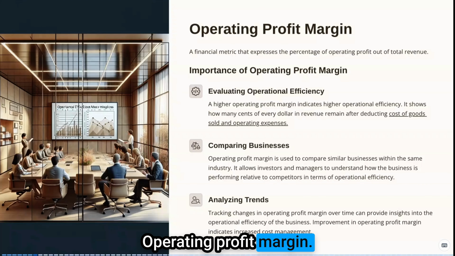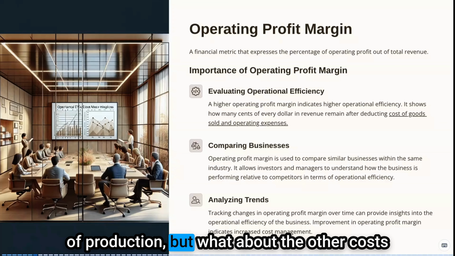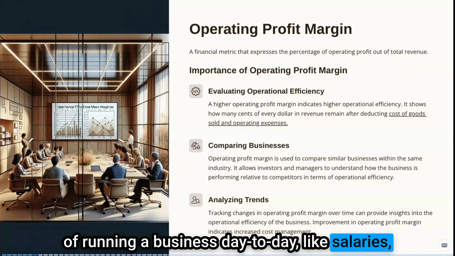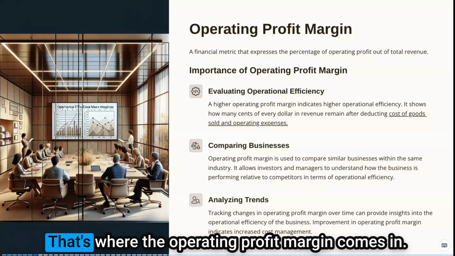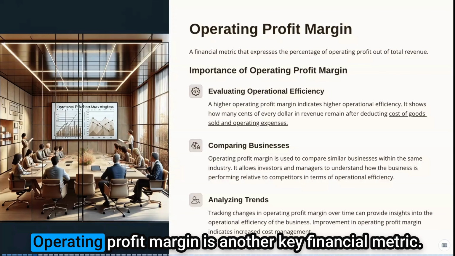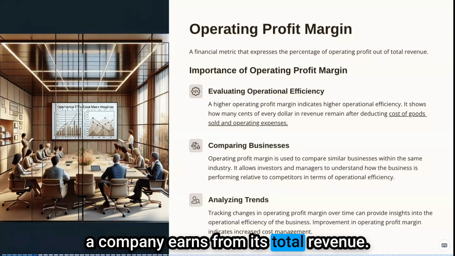Operating profit margin. We've talked about what's left after the direct costs of production, but what about the other costs of running a business day to day, like salaries, rent for office space, or marketing expenses? That's where the operating profit margin comes in. What is operating profit margin? Operating profit margin is another key financial metric. It shows the percentage of operating profit a company earns from its total revenue.